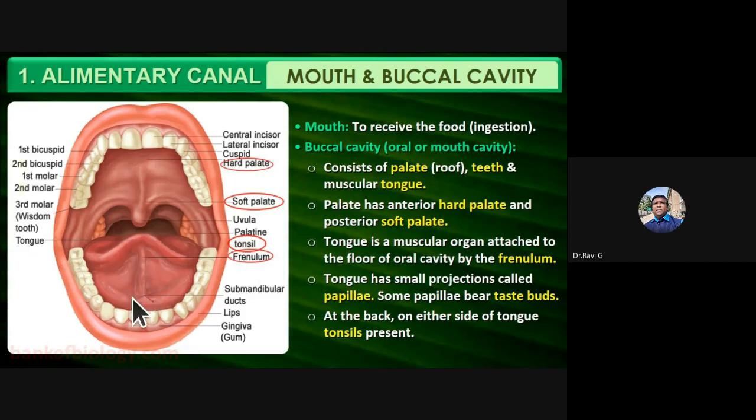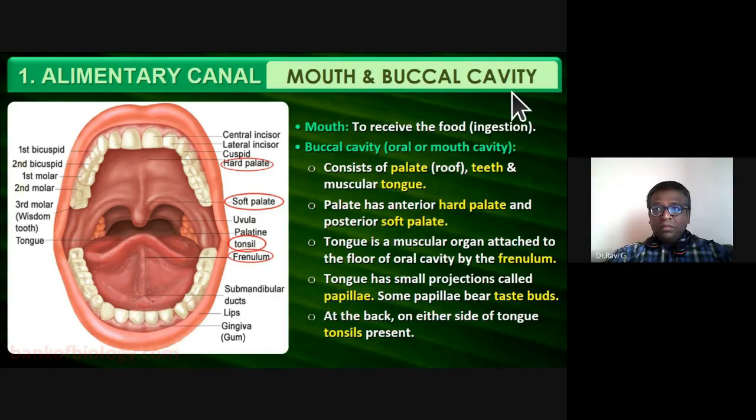The salivary glands have the submandibular ducts. I've told you that there are three types of salivary glands: a pair of parotid glands, a pair of sublingual glands, and a pair of submandibular ducts or glands. So this is about the mouth and buccal cavity.